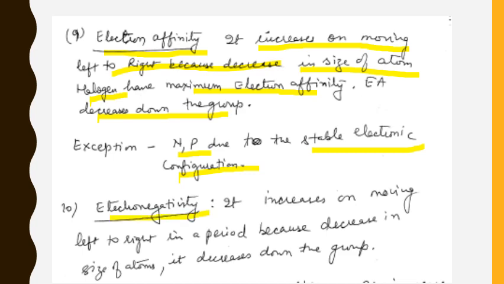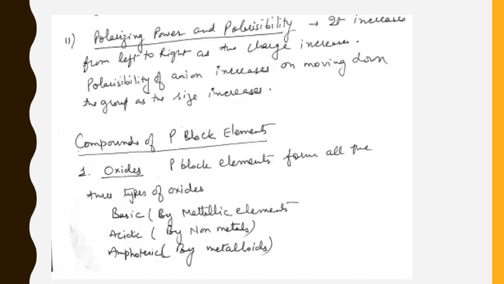Electronegativity, if we talk about, it increases on moving again left to right, we know, due to the decrease in the size. It goes on decreasing down the group. So as we all know the trend of this property.